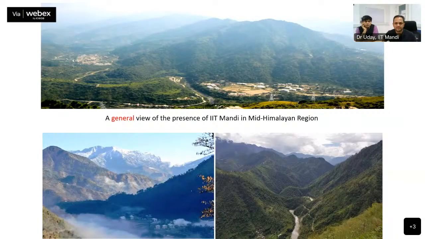hope the slides are moving. Can you confirm, Shubham, if the slide is moving? I'm in the second slide. Okay, I hope everything is fine.